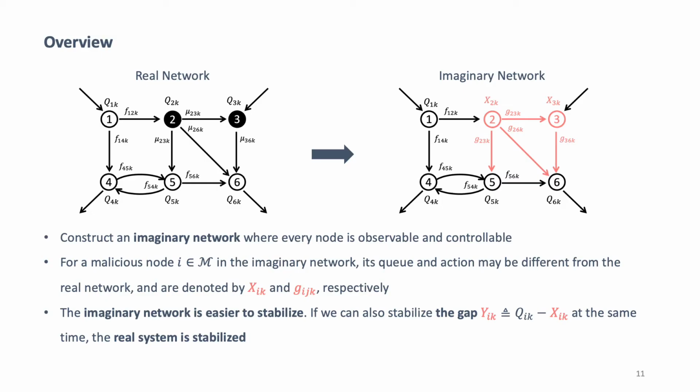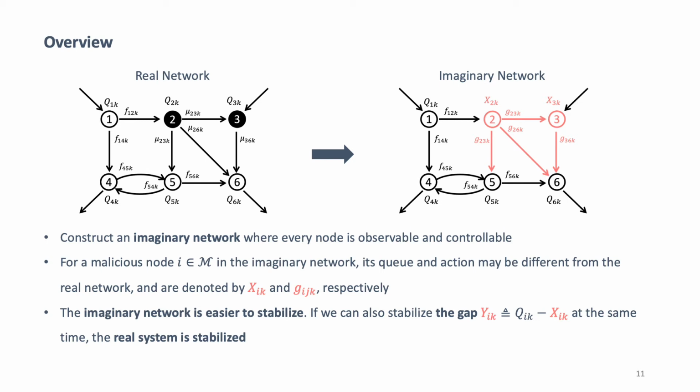Then we introduce the algorithm. The core idea behind our algorithm is to construct an imaginary network where every node is observable and controllable. For instance, for the network in this figure, node 2 and node 3 are malicious. In the corresponding imaginary network, we assume that these two nodes are observable and controllable, and we color them in pink.